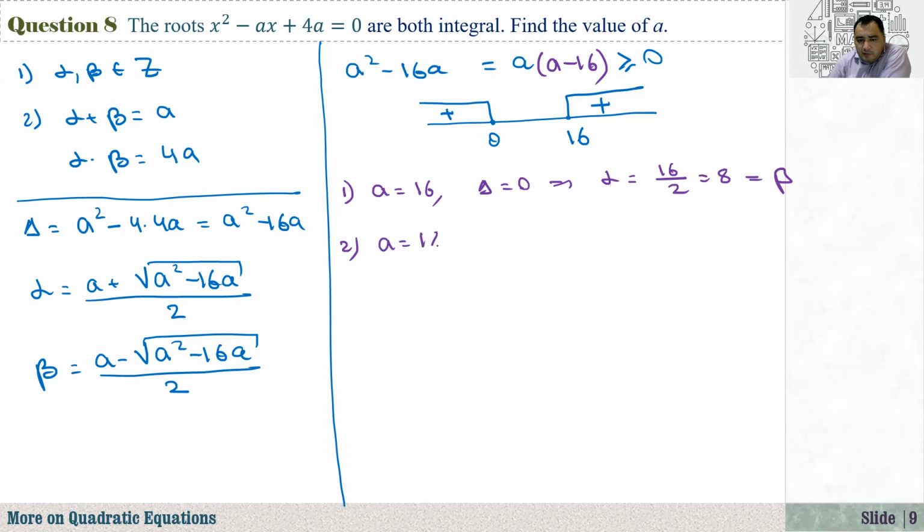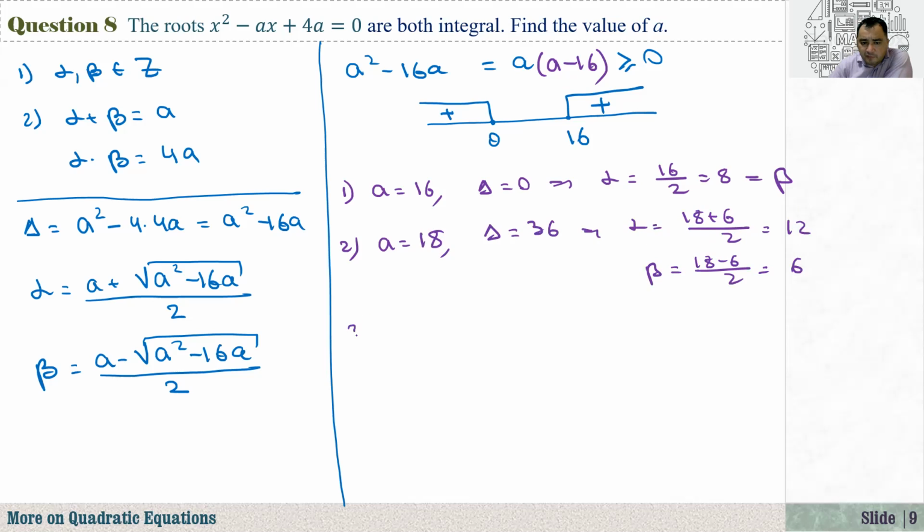So if a is equal to 18, right? Again, this is equal to 18 times 2, that's equal to 36. So what is alpha? Then alpha is equal to 18 plus 6 over 2, that's equal to 24 over 2, 12. How about beta? 18 minus 6 over 2, that's equal to 6. As you see here, 12 and 6, they are integral roots. So now we have two possible answers.